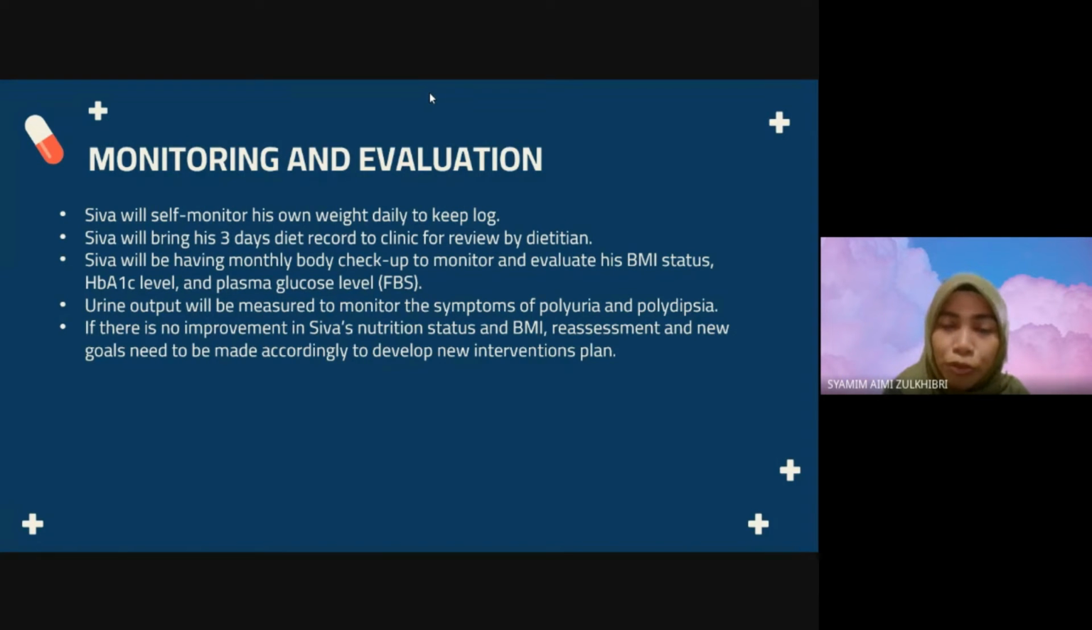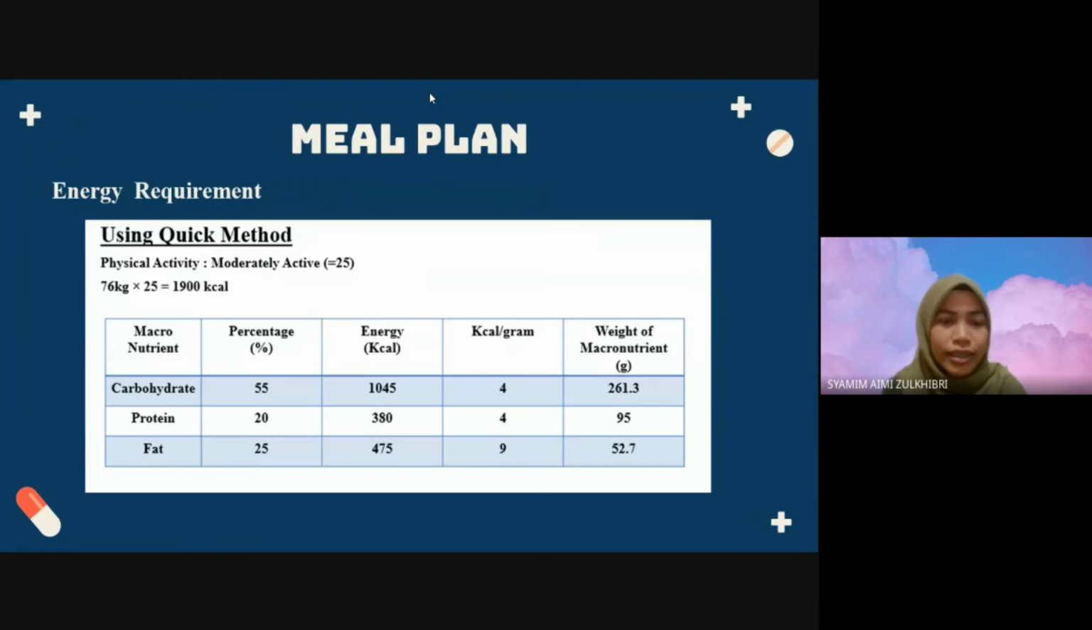If there is no improvement in Siva's nutrition status and BMI, reassessment and new goals need to be made accordingly to develop a new intervention plan. Okay, next presenter.